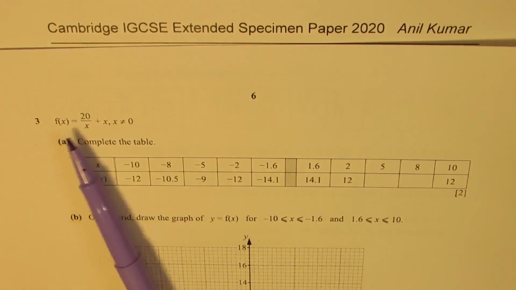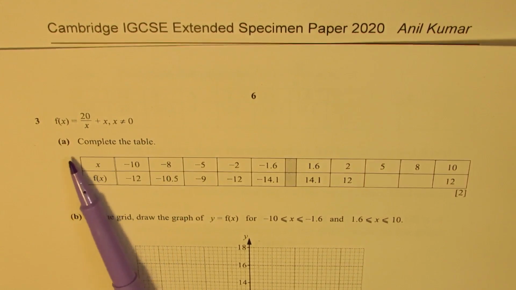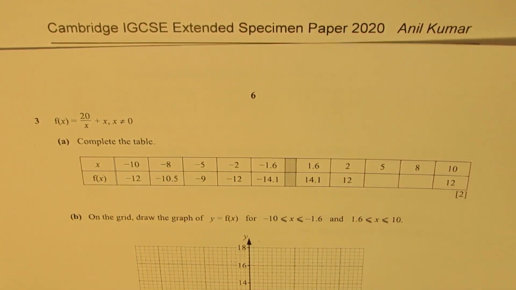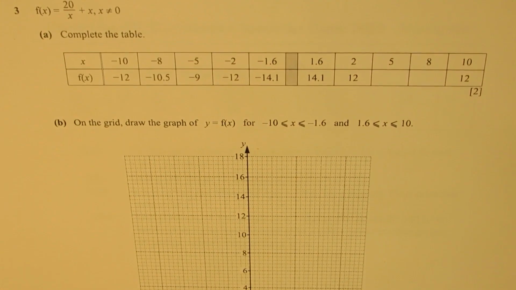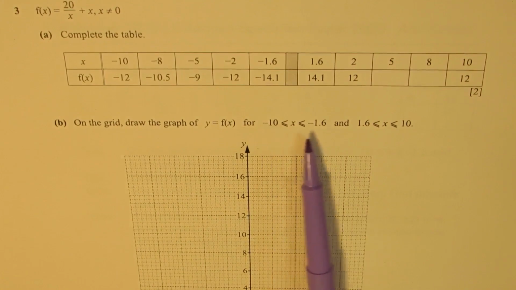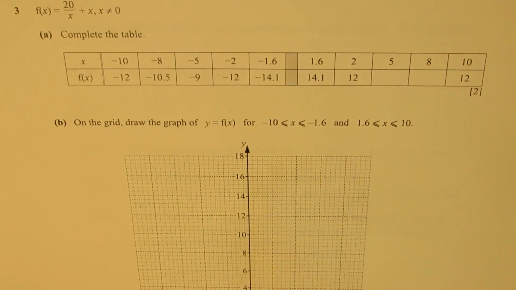We are given a function f of x, 20 over x plus x, where x is not equal to 0. We need to complete the table. Some values are given. And part B of this question is, on the grid, draw the graph of the function in the given interval from -10 to -1.6 and from 1.6 to 10. So we need to graph it here.